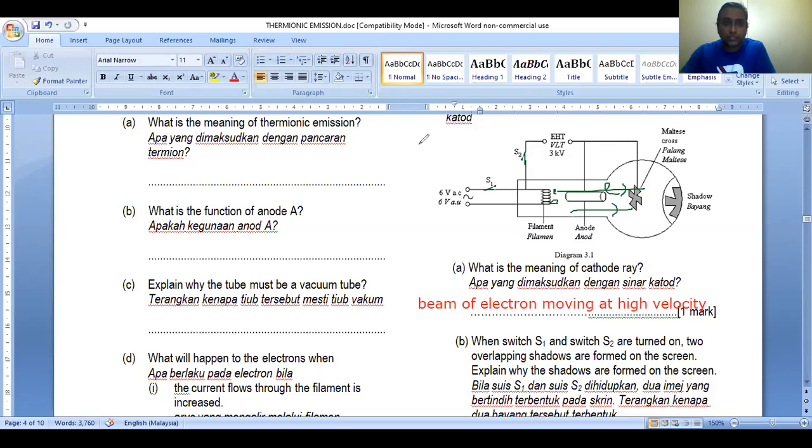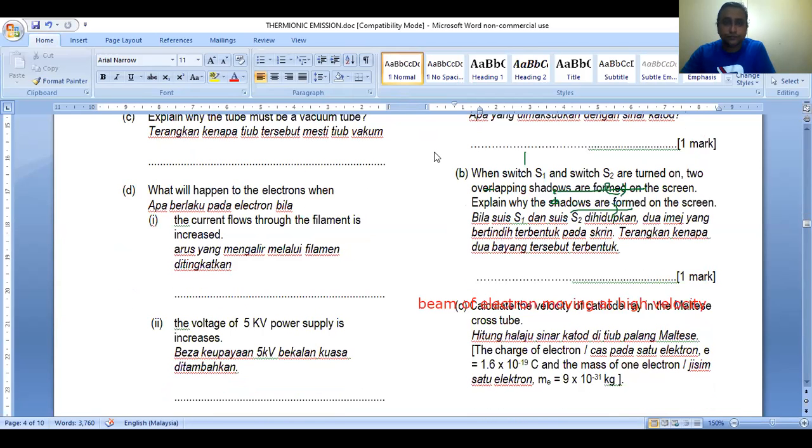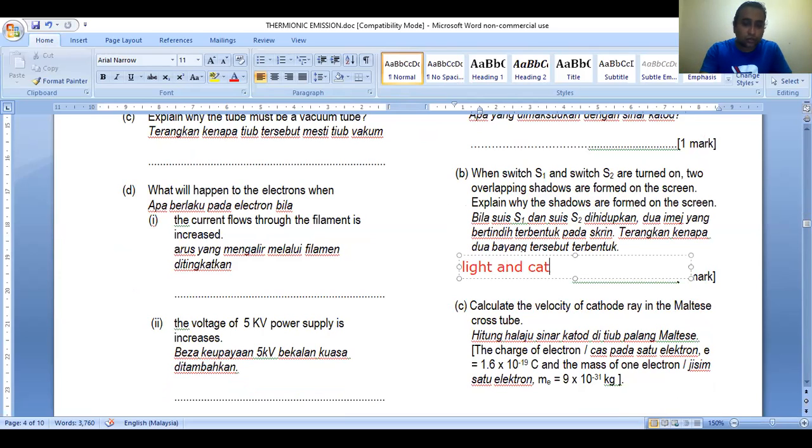Okay. So for this one, you can see, so why do we see the shadow? Because light and cathode ray travel in a straight line. Okay, light and cathode ray travel in a straight line. Okay, that's why you see the shadow.